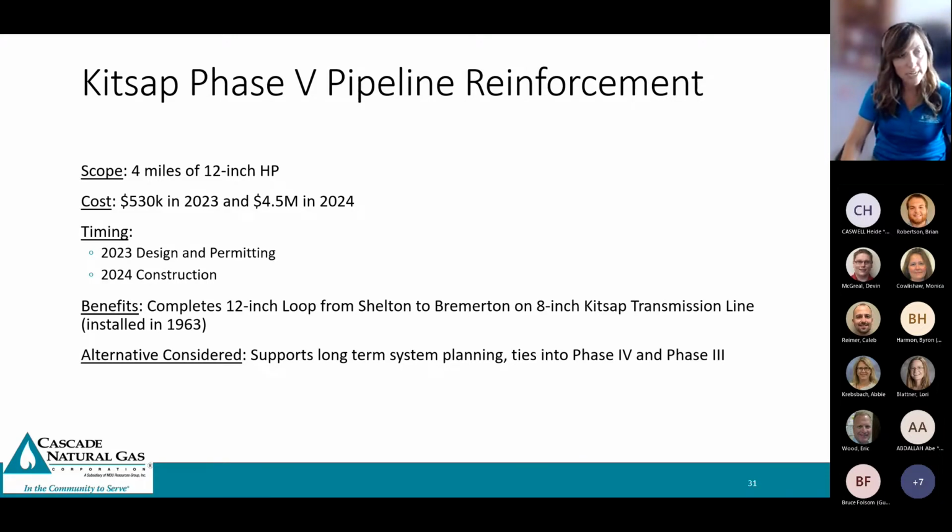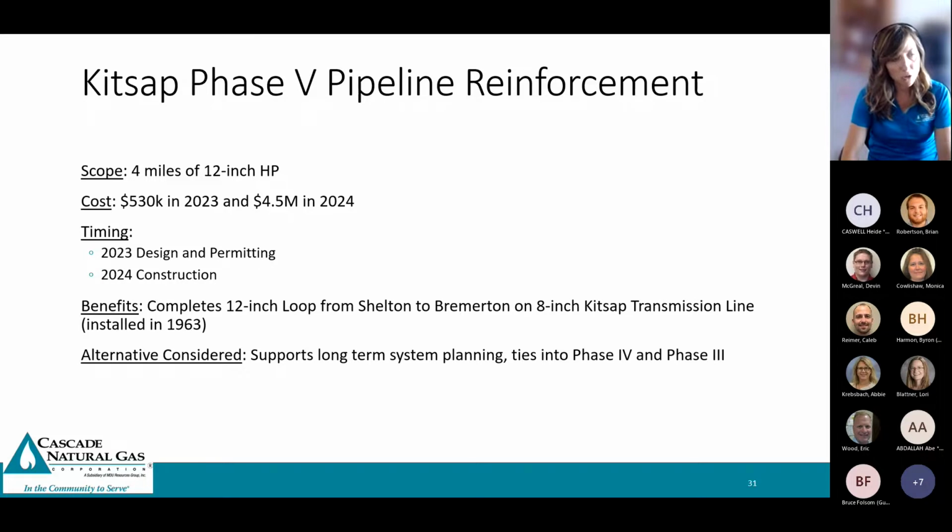I'll give you a little background on our Kitsap lateral. Our Kitsap lateral runs from our McCleary Gate up to Bremerton. It's a large lateral that basically serves gas up the Bremerton area, Bremerton-Silverdale area. This is the last phase. Over the last 15 years, we've been doing these phases. This will actually complete the 12-inch loop. This section, phase 5, is just north of Shelton, so it's actually a middle section in the loop, and it'll connect to phase 4 and phase 3.